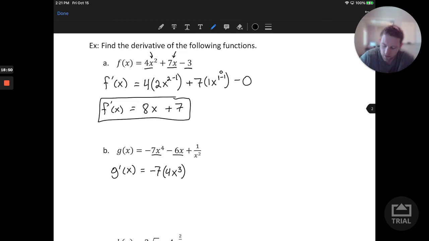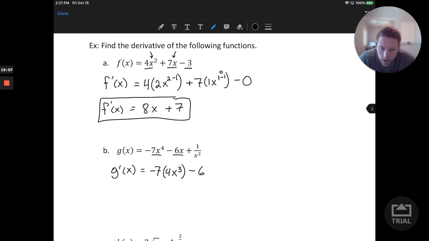We've seen a linear term like this in the previous step, so the derivative of -6x would be just -6x to the 0. So that would be just -6, just going to be a constant.